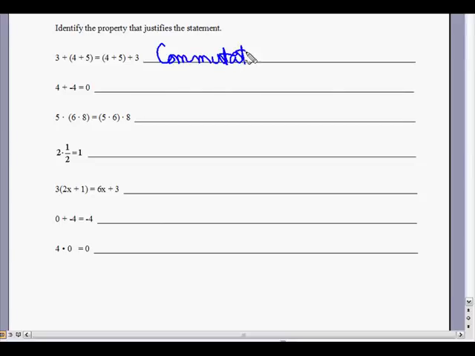When you identify the property and write it down, you should also include what operation is involved. This is for addition.